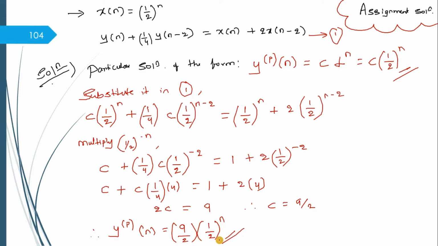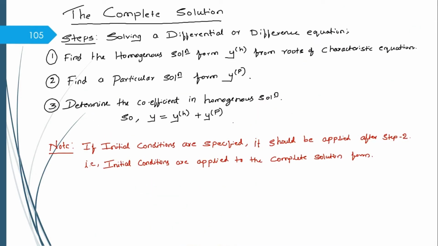So I hope the things are clear about your assignments. If you have done it, please compare your answer with this. So with this, we are proceeding to the last topic of part 2 of chapter 2, that is differential and difference equation, the complete solution. To solve the complete solution, we have 3 steps. First being, you need to find the homogeneous solution form, that is YH, from roots of the characteristic equation. The same thing we did while finding the homogeneous solution.